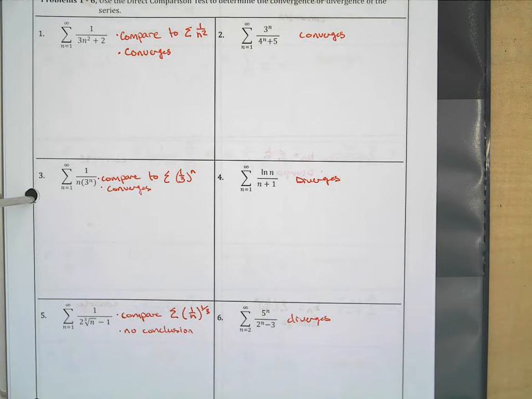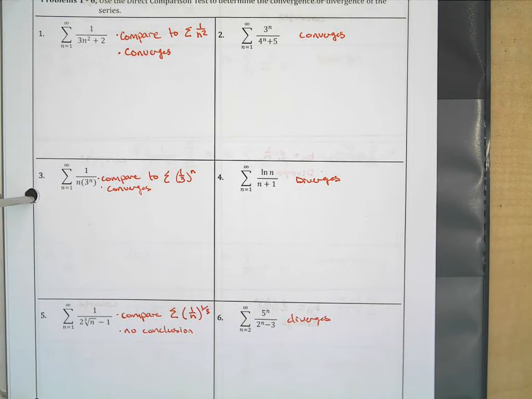Y'all need any help with that? I don't understand how that's compared to natural log. I always kind of say, what is my denominator? Let's go to 1/n. That's the only thing we can compare to. So this one diverges. It goes off to infinity.